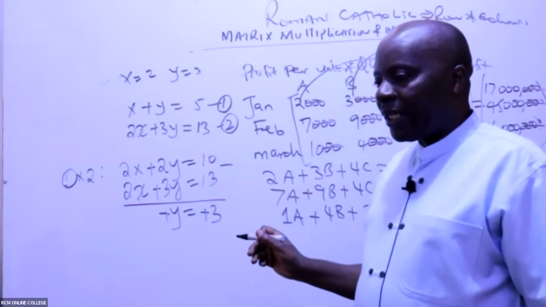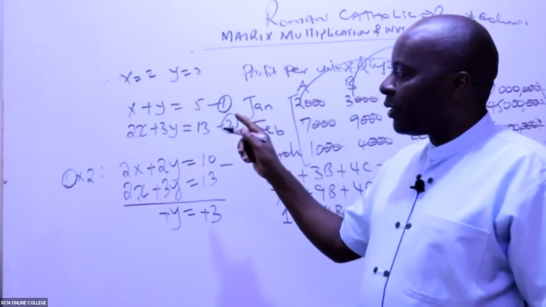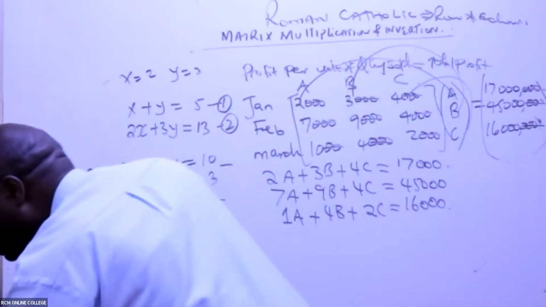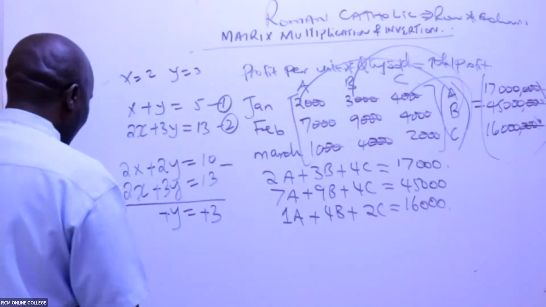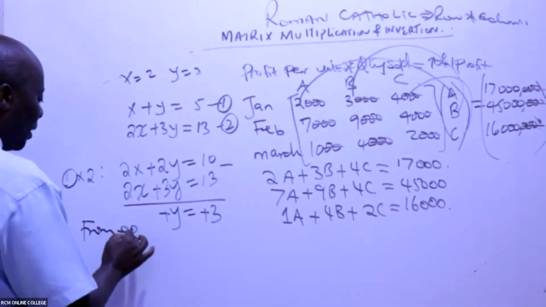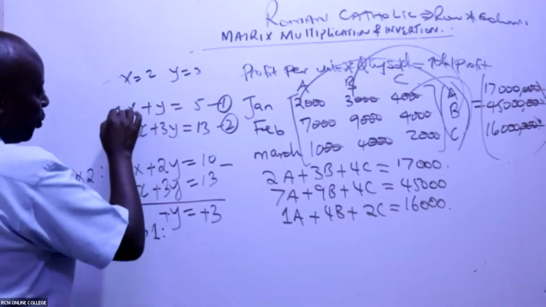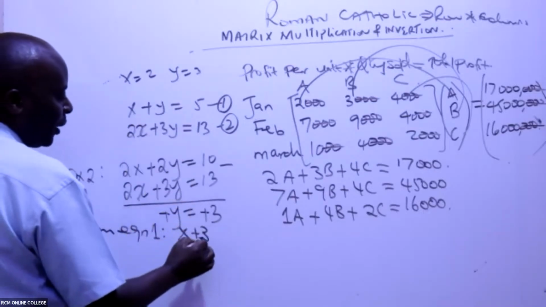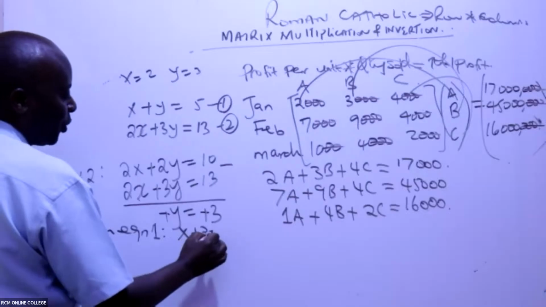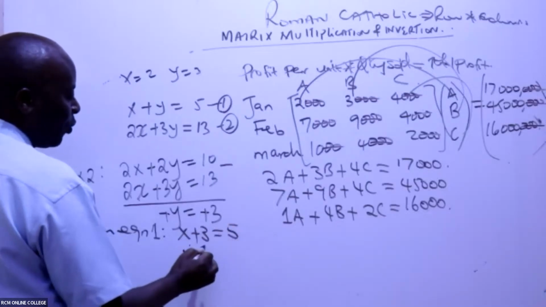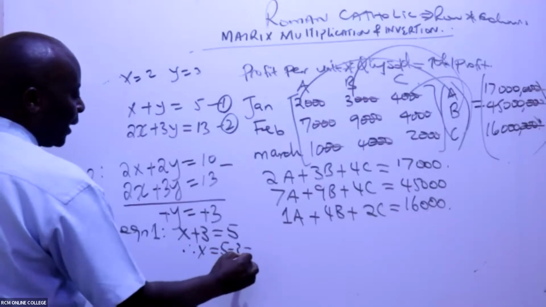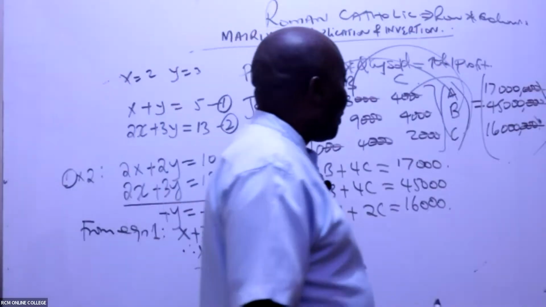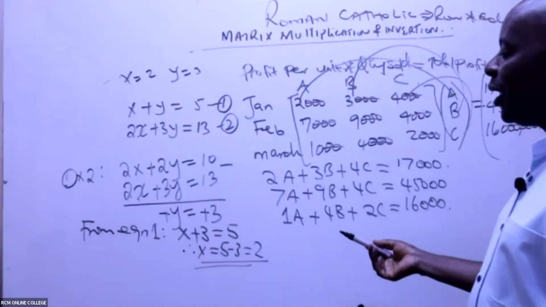Once I get that, I will be able to get the value of x from either of the two equations. So from equation 1, it is x plus y. And y, we have found to be 3. So x plus 3 equals 5. Therefore, x will be 5 minus 3, which gives me 2.